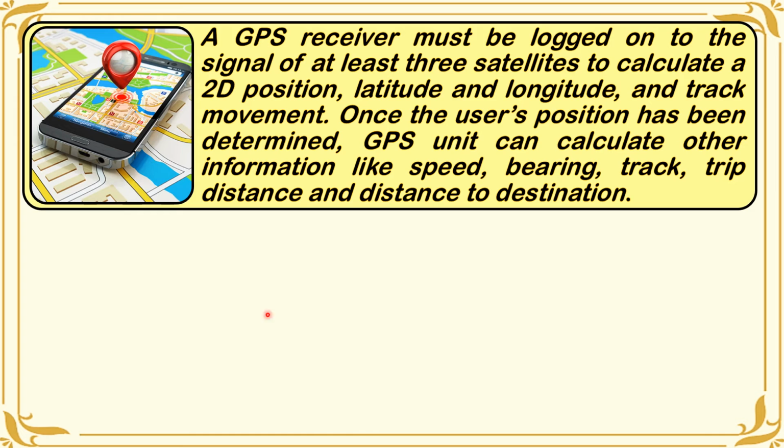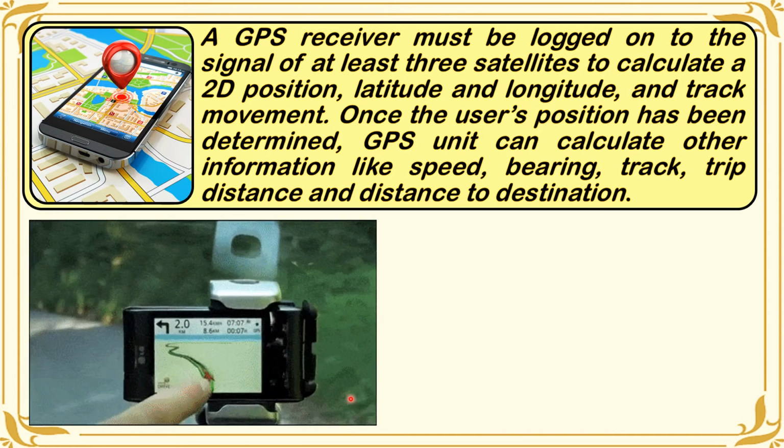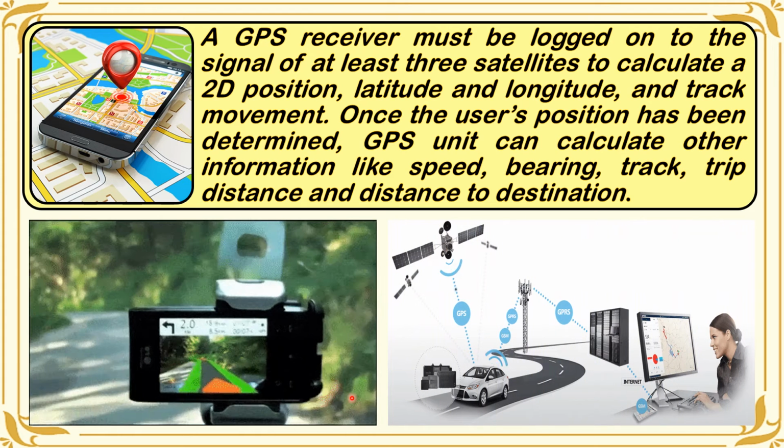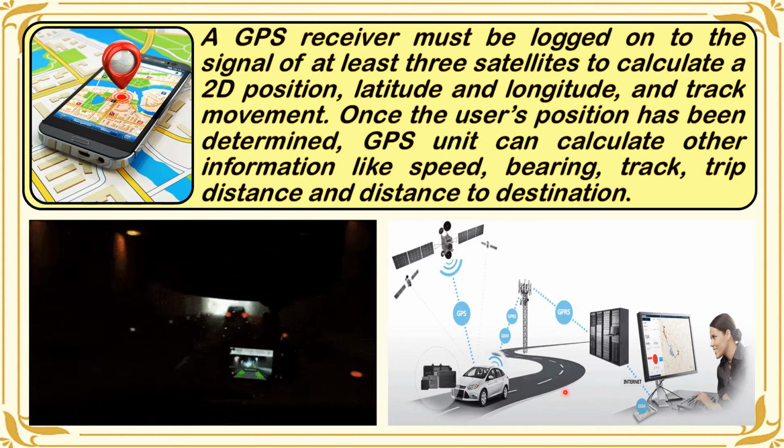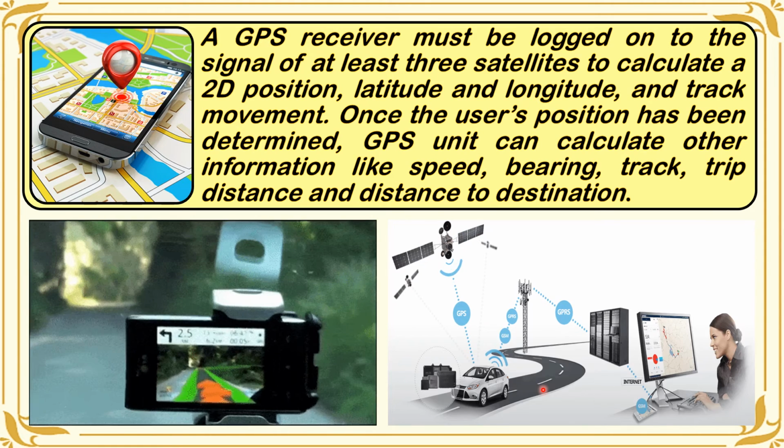So a GPS receiver must be logged on to the signal of at least 3 satellites to calculate a 2D position, latitude and longitude, and track movement. Once the user's position has been determined, the GPS unit can calculate other information like speed, bearing, track, trip distance, and distance to destination. So this is how a GPS looks like if it's being navigated. It is used to locate places. As you can see, this is the satellite and it sends information to the one who is using the GPS.